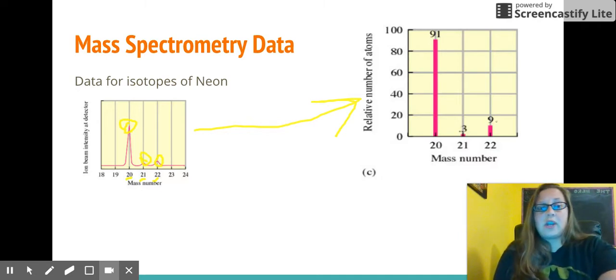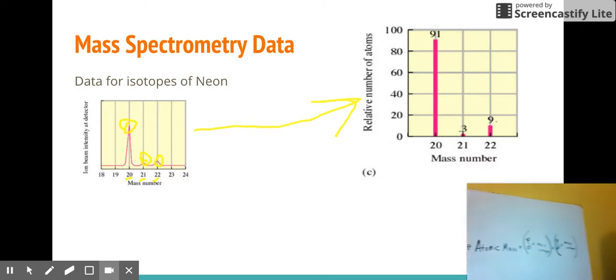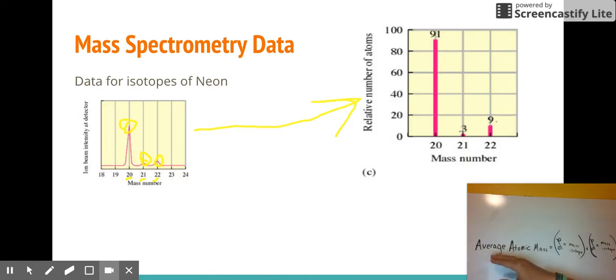And I have the equation here. So what we do is to find the average atomic mass, which is the mass that you see on the periodic table. So for instance, like we talked about iron having 55.85. This formula is how I find that number 55.85. So average atomic mass, the mass that you see on the periodic table, is equal to the percent abundance of one isotope times the mass of that isotope.